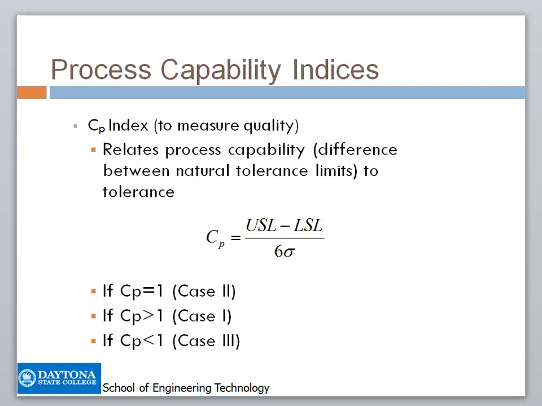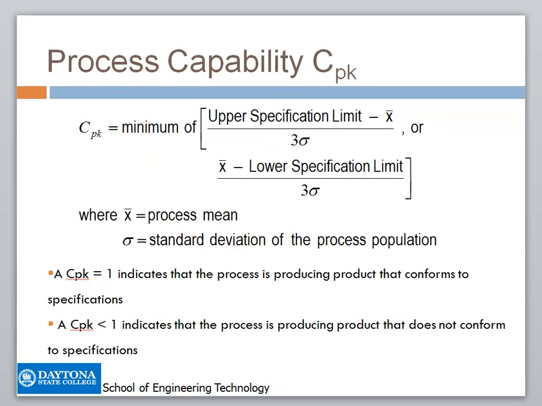We also have the CPK, and the CPK is the minimum of the upper specification limit minus the process mean divided by 3 sigma, or the process mean minus the lower specification limit divided by 3 sigma, which is the standard deviation of the process population. A CPK equal to 1 indicates that the process is producing products that conform to specification, and it's good.